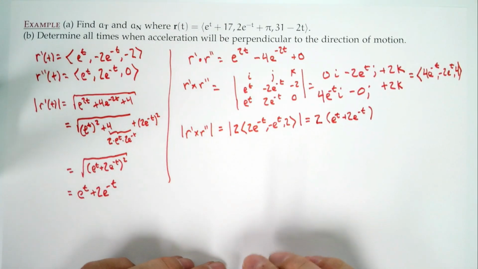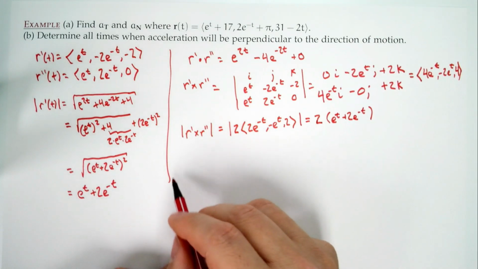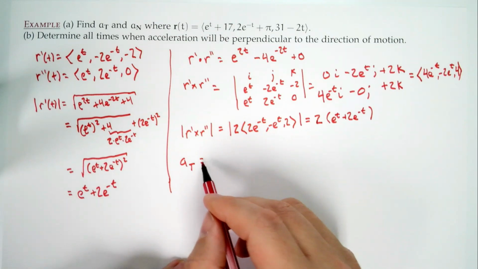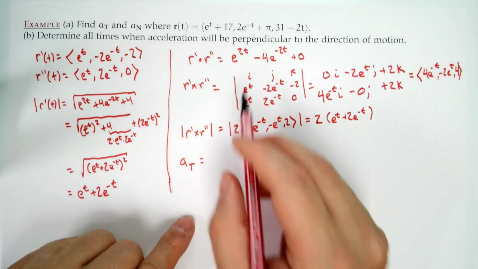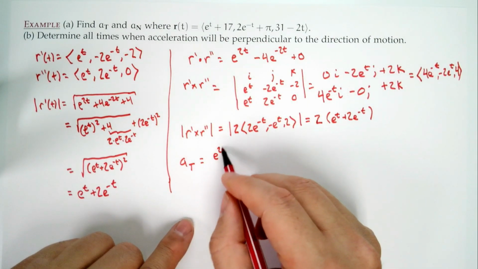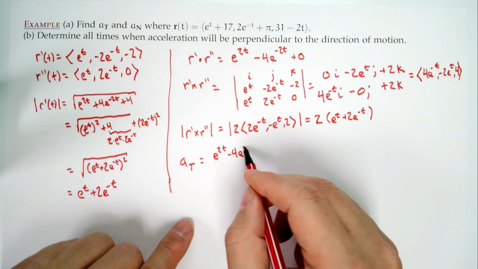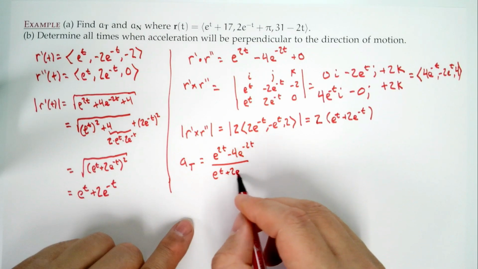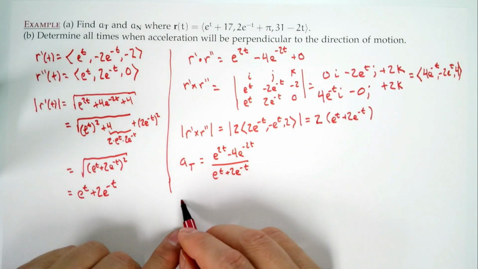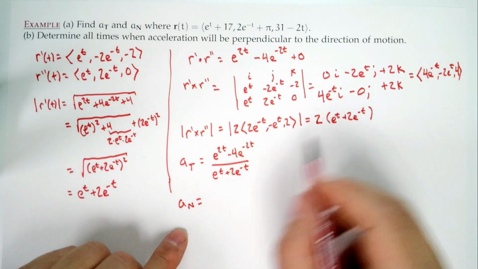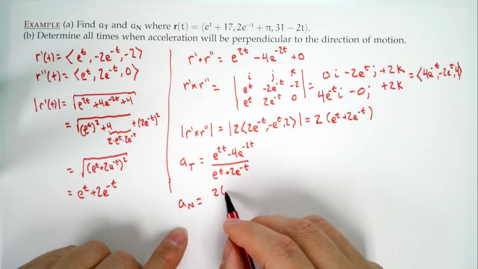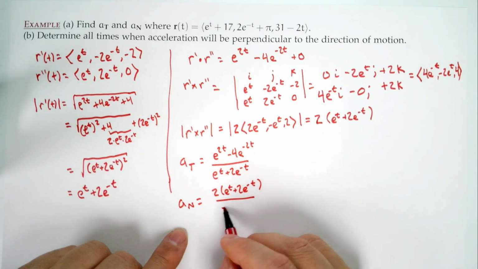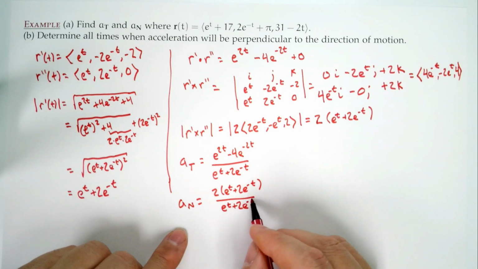And now, we're almost done. Okay, so what is our a sub t? Well, a sub t is e to the 2t minus 4e to the negative 2t divided by e to the t plus 2e to the negative t. And a sub n, well, that's 2 times e to the t plus 2e to the negative t divided by e to the t plus 2e to the negative t.